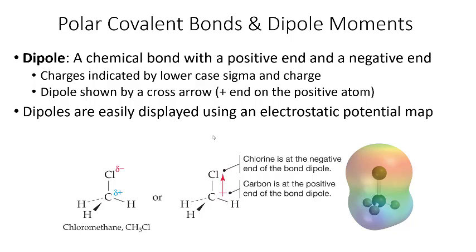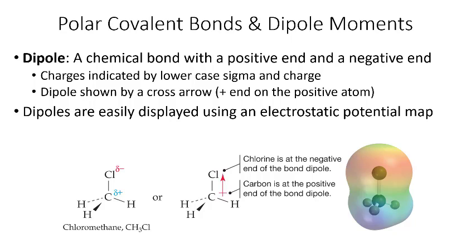Okay, since we recall our ability to assess whether an individual chemical bond is polar or nonpolar, we can now extend this understanding to a molecule as a whole. And so this introduces the idea of a dipole. A dipole is a chemical bond with a positive end and a negative end. Charges are indicated by our lowercase sigma and the charge. The dipole is shown by a cross arrow, where the positive end is on the positive atom and the arrow points to the more negative charged atom.